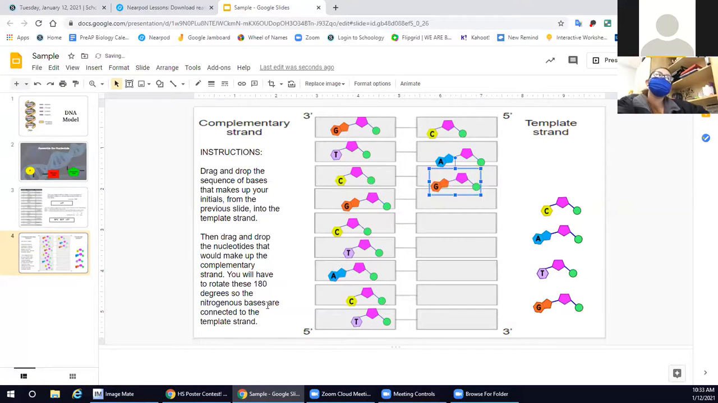So if you're reading the instructions, it says that you have to turn these around because they're mirrored images of each other. So this one has to be flipped like that. Remember, we want the phosphate and the sugar on the outside. So you're just gonna have to flip everything on your left side upside down. Shouldn't take you long. So obviously I'm gonna know if you cheat because it's based on your initials. Don't use somebody else's initials.